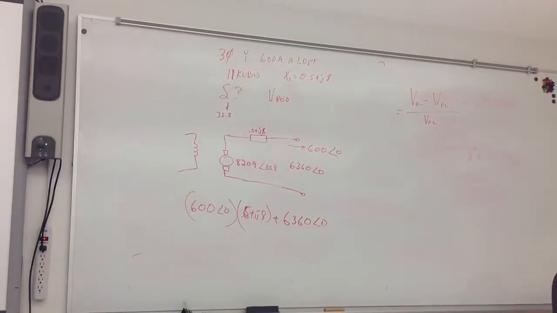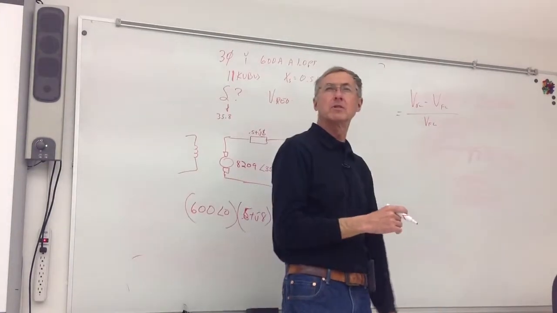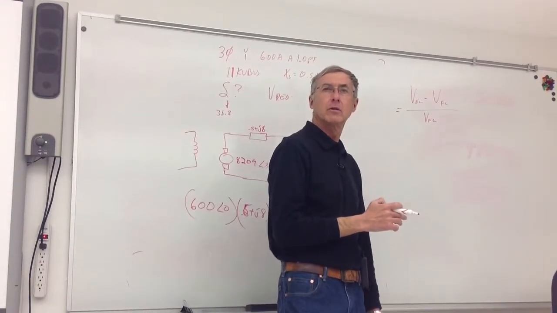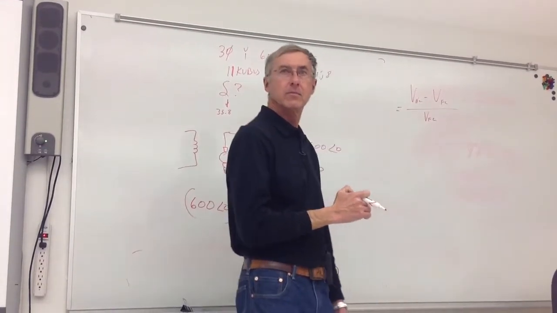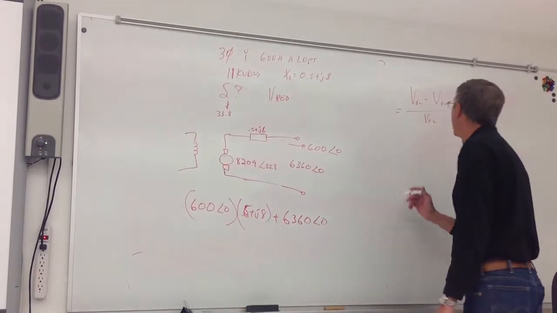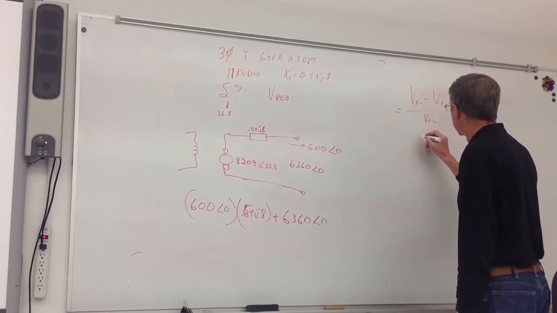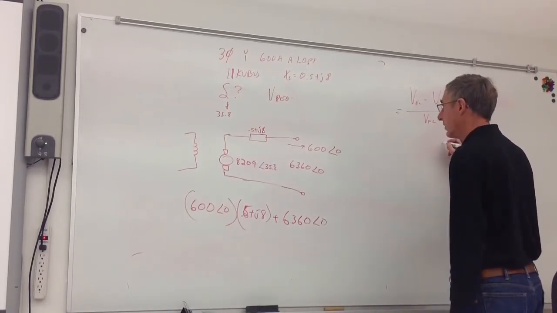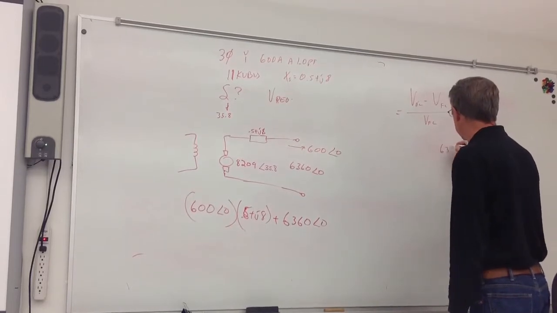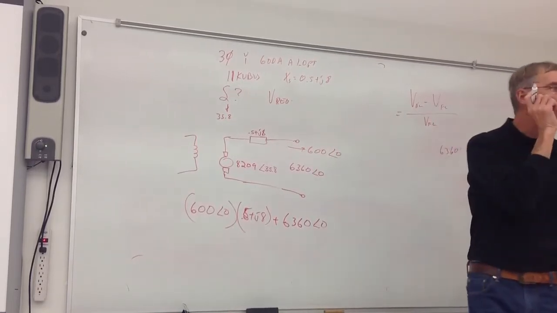I want to get voltage regulation, assuming this is full load. Did the problem say this is full load? Probably. Or if it didn't, it should have. It did not specify. Okay, well, assuming this is full load, I'm going to have to figure out what the voltage at no load is. So how do I do that? If I got 6360 at full load, what's my voltage going to be at no load?